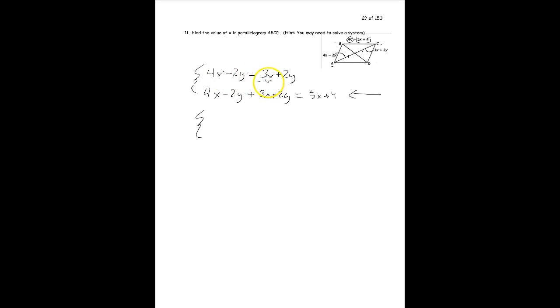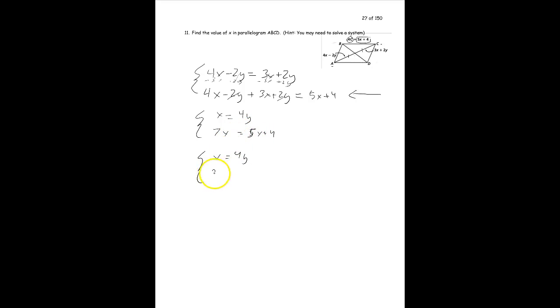so we subtract 3x from both sides here, and we'll add 2y to both sides here. That will turn into x equals 4y, since these cancel out. And then if we simplify the bottom system, 4x plus 3x is 7x, negative 2y plus 2y cancel out to be 0, and then equals 5x plus 4. If we keep simplifying, x equals 4y.